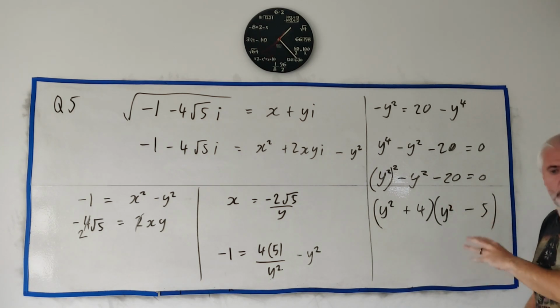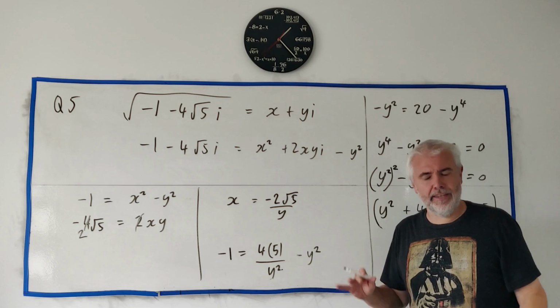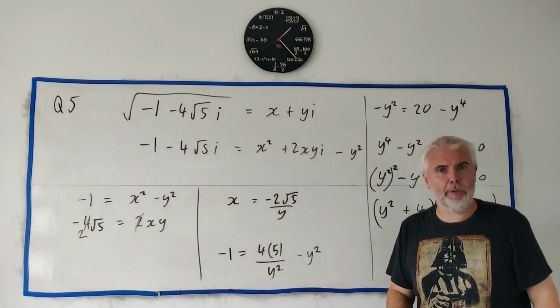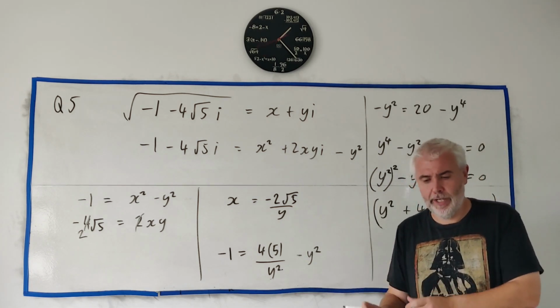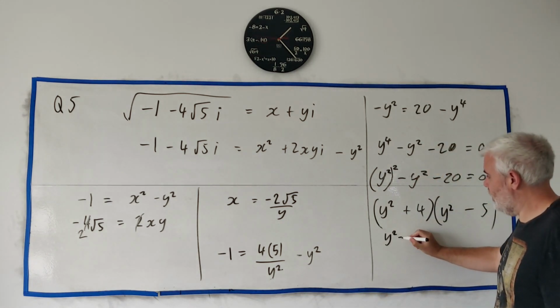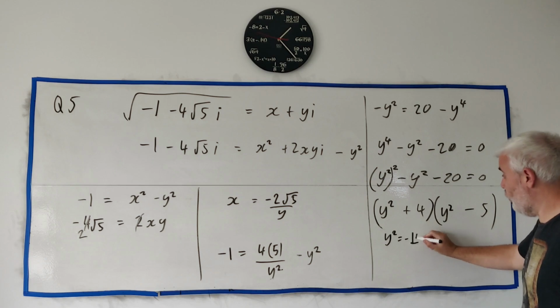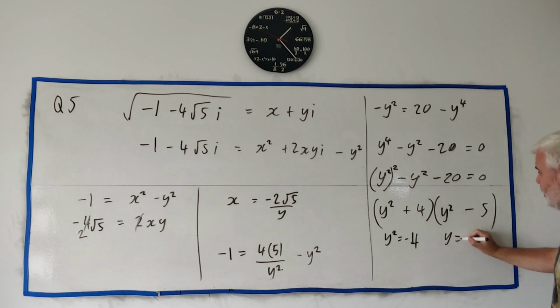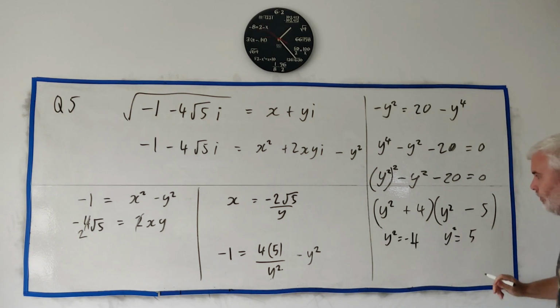If you're not able to do these factorizations in your head, that's okay. Use the minus b formula. It'll take you an extra 1 or maybe 2 minutes. You'll get the same answer. And the answer we get out here is y squared is equal to minus 4, or y squared is equal to 5.